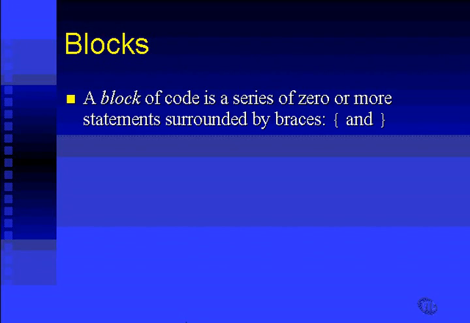This next module is entitled Blocks. A block of code is a bunch of statements. It could be zero statements, could be one statement, could be several statements, surrounded by braces or curly brackets. You can see them on the screen.